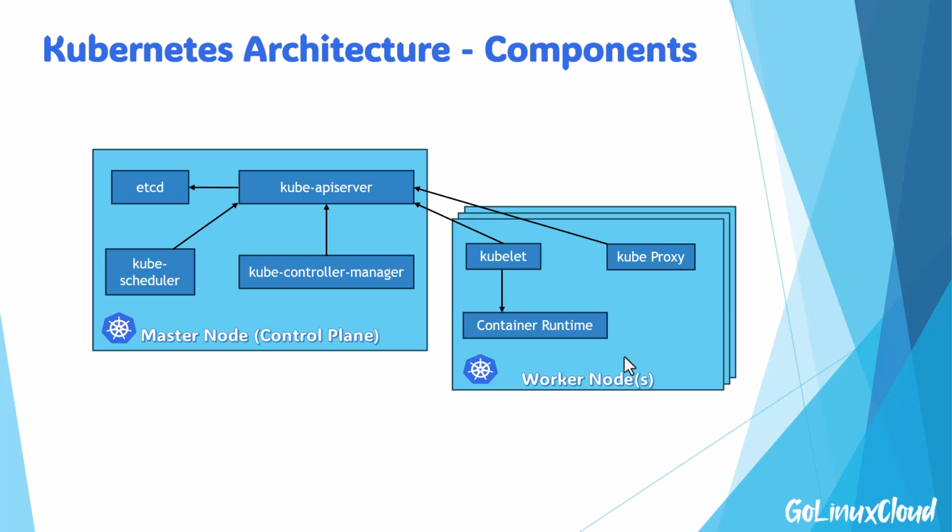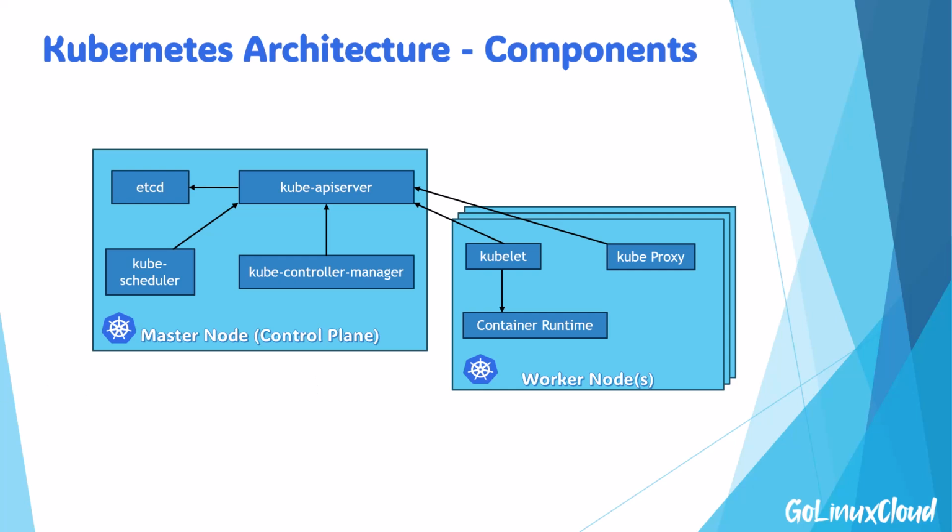For example, when the API server instructs a worker node to create a pod, kubelet ensures that the container starts properly. The next is container runtime. The container runtime is the software that runs and manages containers inside Kubernetes. Kubernetes supports multiple container runtimes, including Docker, containerd, and CRI-O. For example, when a pod is scheduled, the kubelet asks the container runtime to pull the image and then start the container. So that is one of its jobs.